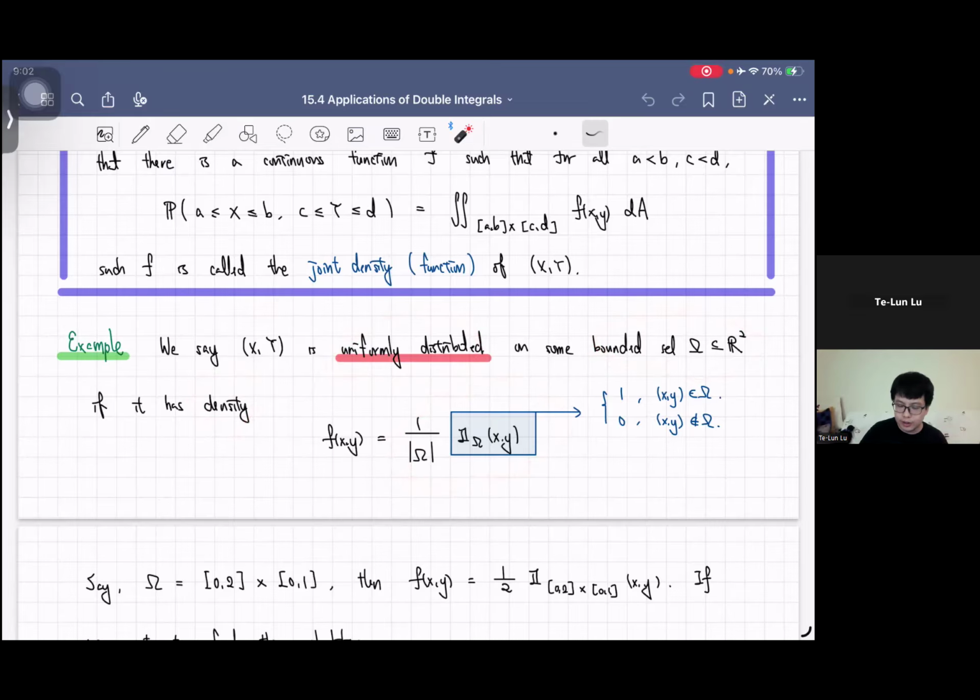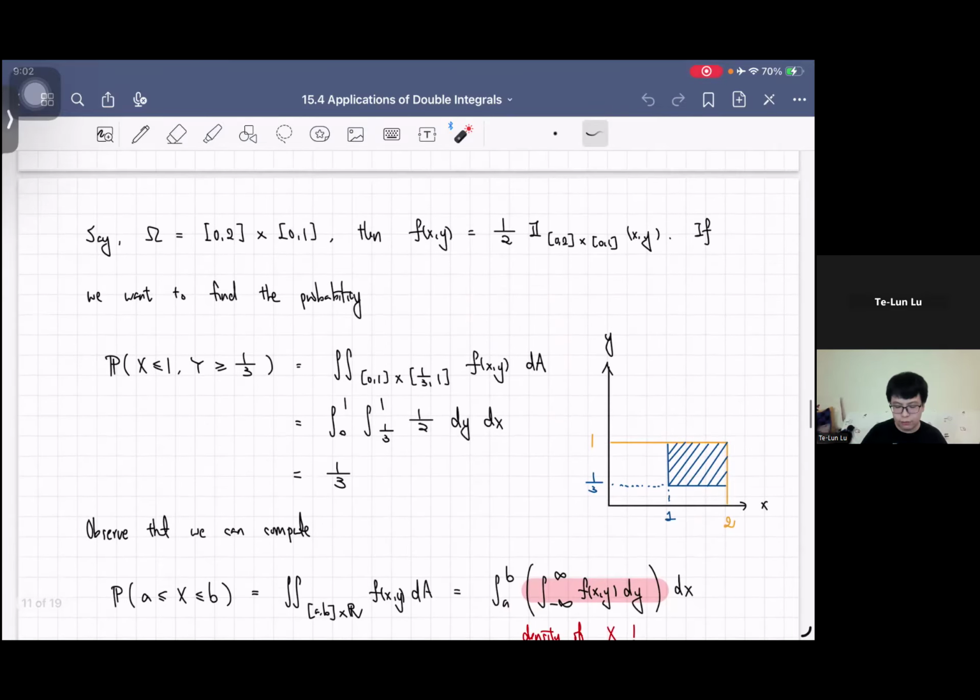So let us break down these notations. 1 over omega is one over the area of omega. For example, if we are uniformly distributed over the square [0,1] times [0,1], then this will simply be 1. And this is, again, a very tedious notation. It simply means that we take 1 when your point is within omega, and 0 when you are not within omega. So this function only has values on omega, and it takes the value 1 over omega's area on omega, and it does not take values outside the domain omega.